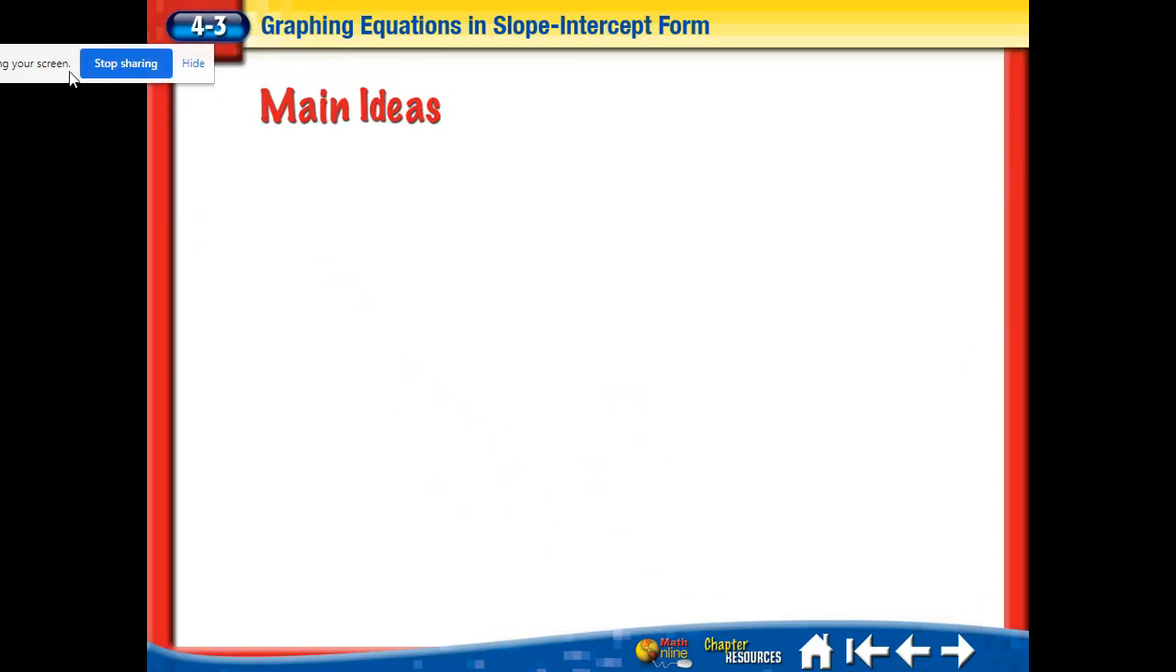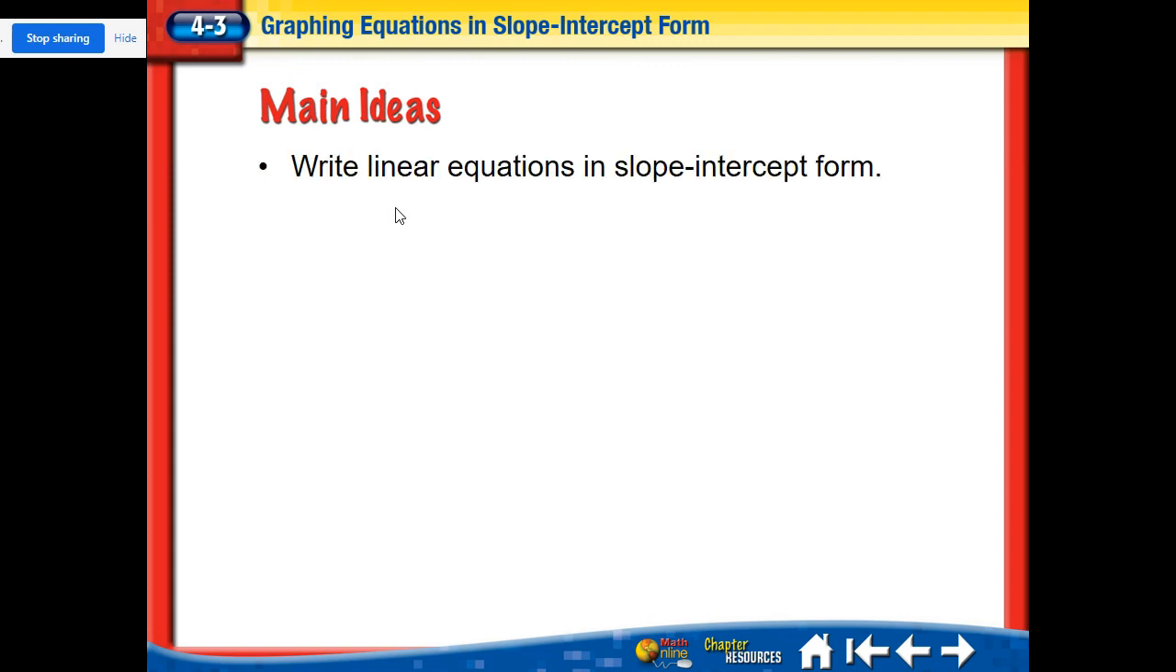All right, today we're going to start talking about slope intercept form. Now, we briefly talked about this last chapter, but we're going to go obviously much more in depth to it right now. So what are we going to do? We're going to write linear equations in slope intercept form, and we're also going to graph linear equations in slope intercept form. So we're going to do both of them. We're going to start off with the writing.